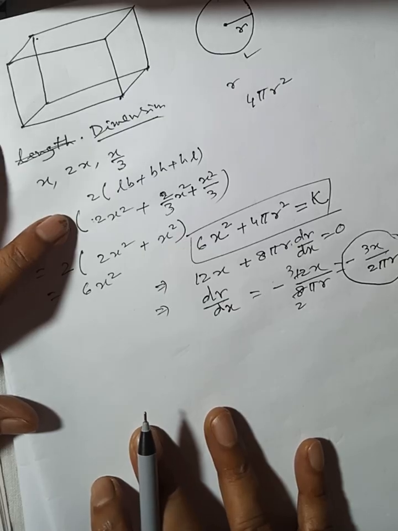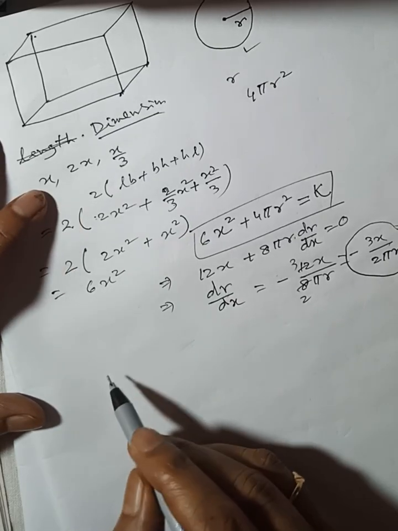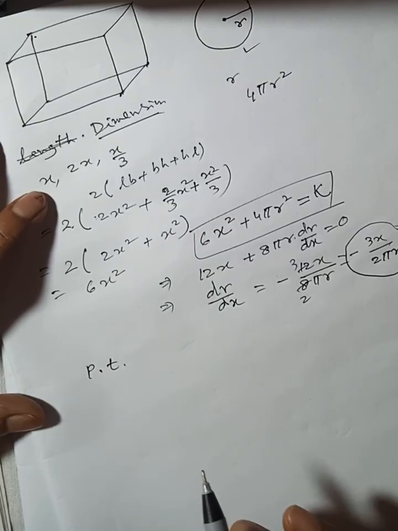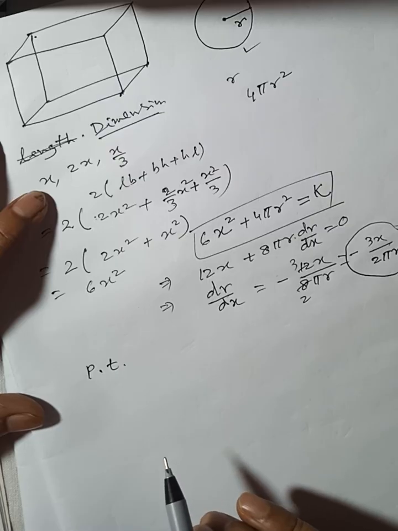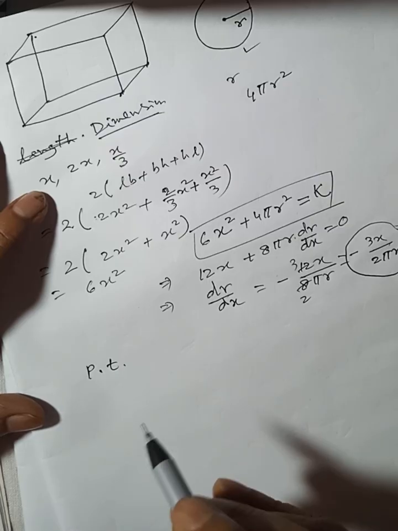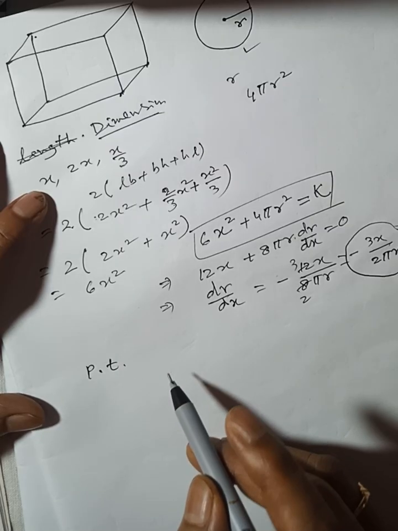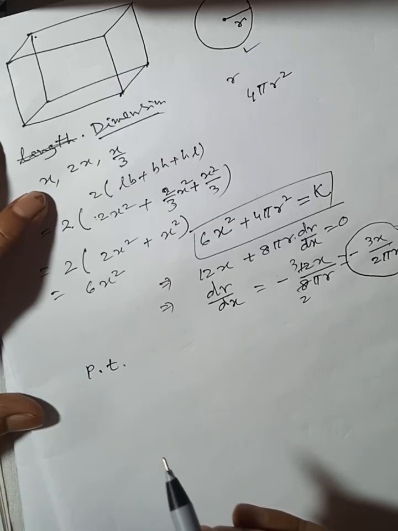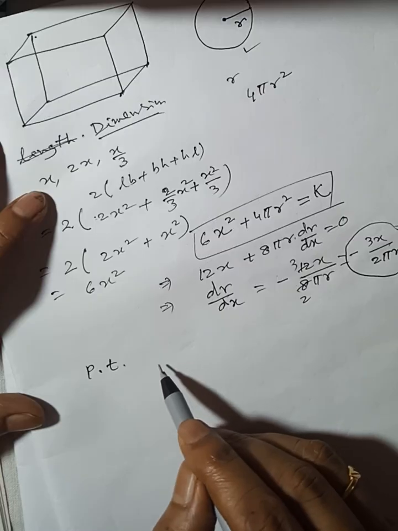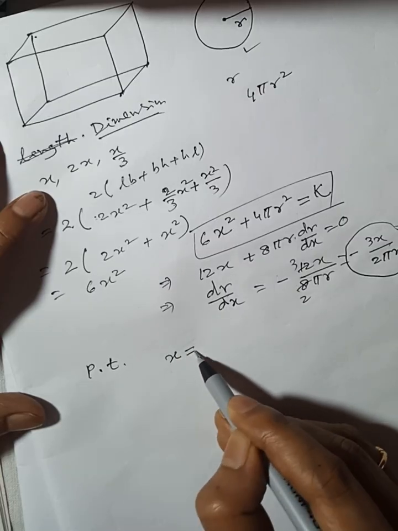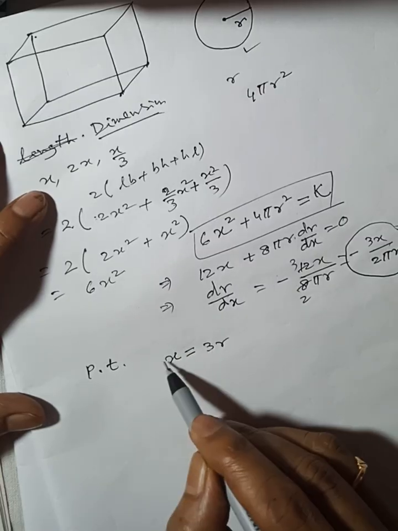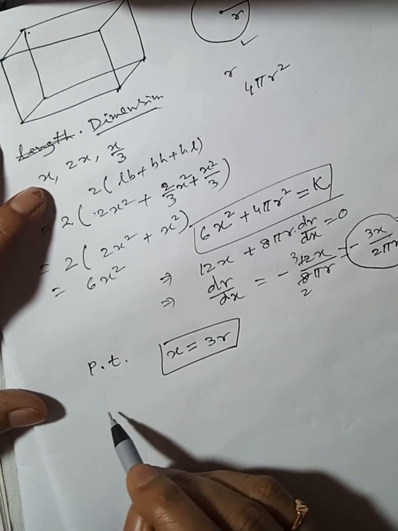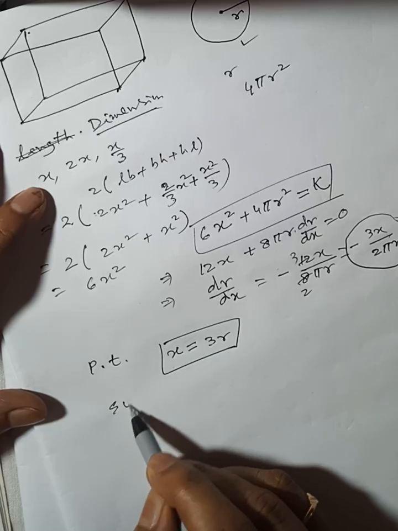Now prove that the sum of their volumes is minimum. The sum of their volumes is minimum if x is equal to 3 times the radius. We can prove that x equal to 3r. Prove that x equal to 3r. Now the sum of their volumes.